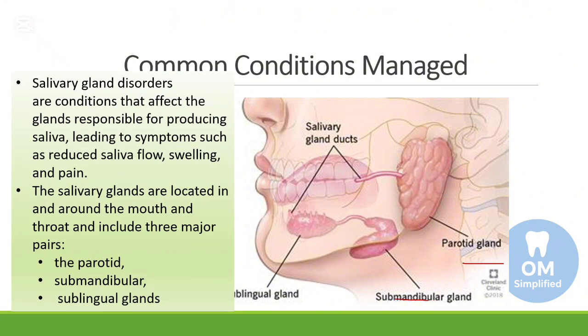So salivary gland disorders are conditions that affect the glands responsible for producing saliva, leading to symptoms such as reduced saliva flow, swelling, and pain. The salivary glands are located in and around the mouth and throat, and these include three major pairs: the parotid, submandibular, and sublingual glands.